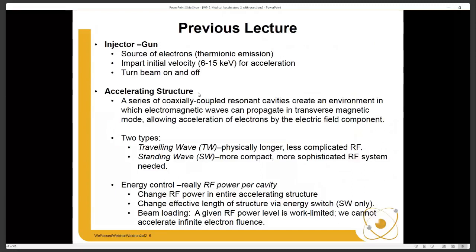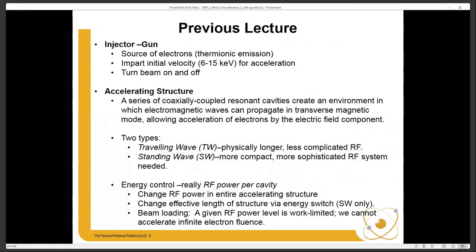The accelerating structure itself, sometimes referred to as the accelerating guide or accelerator, is a series of coaxially coupled resonant cavities. These resonant cavities give us an environment that allows electromagnetic waves to propagate through the structure in transverse magnetic mode. What that means is that the electric field component of the microwaves is in the same direction as the axis of the accelerator. This means that charges present will be accelerated either forwards or backwards.